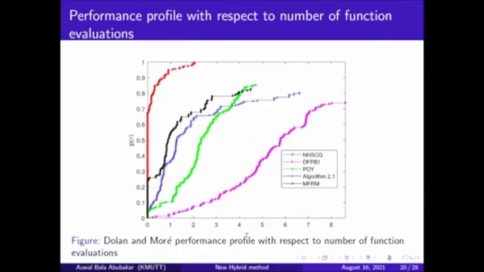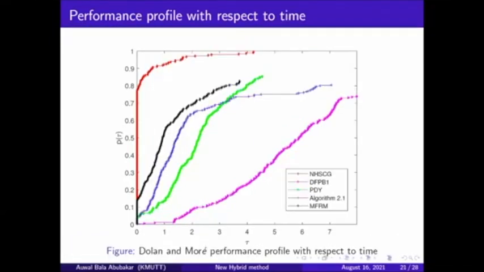And similarly, with respect to the function evaluation, you can see the new hybrid method is also more efficient, or has a smaller number of function evaluations than the existing algorithms. And finally, with respect to the CPU time, which is the last metric we considered, you can see that the NHSCG also has the least CPU time in almost 80% of the problems considered.